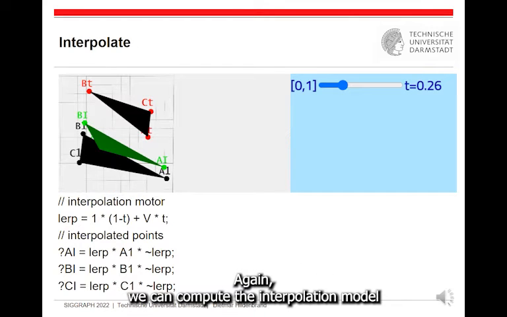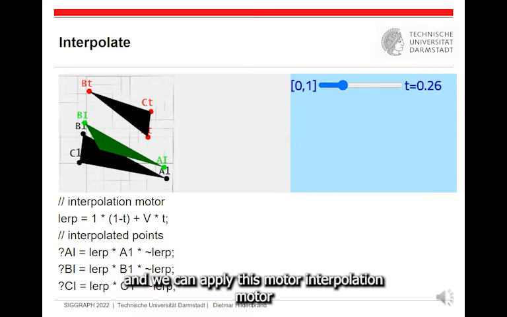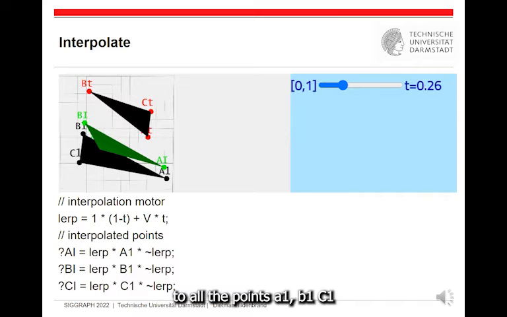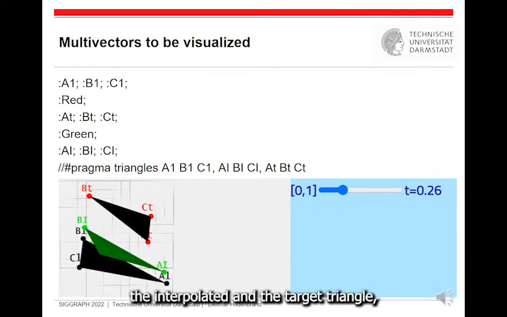Again, we can compute the interpolation motor starting from 1 and ending at the complete transformation V with an interpolation parameter T, and we can apply this interpolation motor to all the points A1, B1, C1, and the result are the points for the interpolated triangle. The pragma triangles now visualizes three triangles: the original, the interpolated, and the target triangle. And since the parameter T is an arbitrary parameter and without any fixed value, GAALOP Web offers again a slider for T for the interval between 0 and 1.